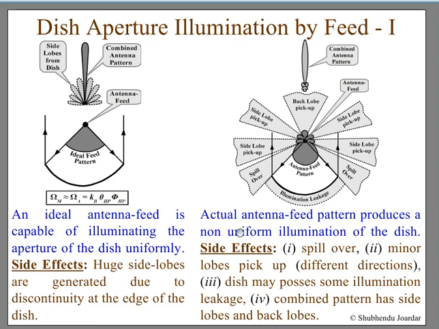I will just read it in case I missed something. The actual antenna feed pattern produces a non-uniform illumination of the dish. It is non-uniform because, as I said, at the sides you have less power and here it will be more, so the illumination across the dish will be non-uniform. The side effects are what I explained: spillover, then minor lobe pickup from different directions, and the dish may have some illumination leakage.